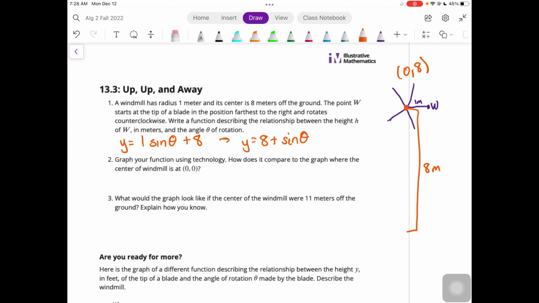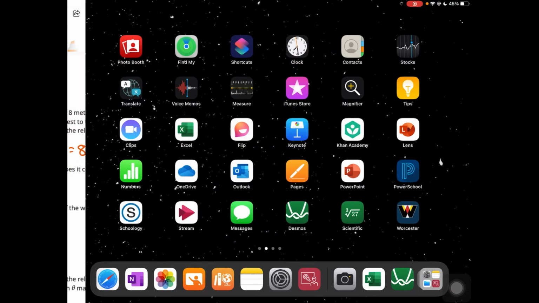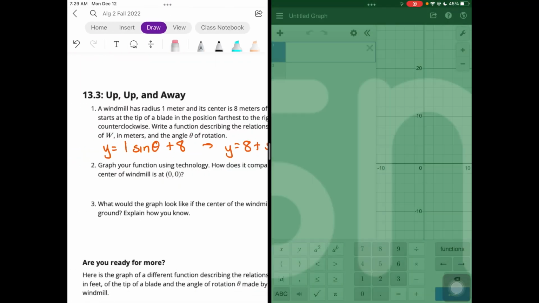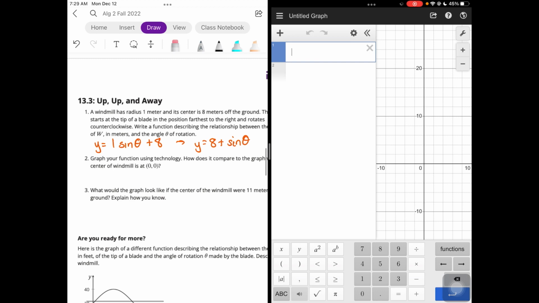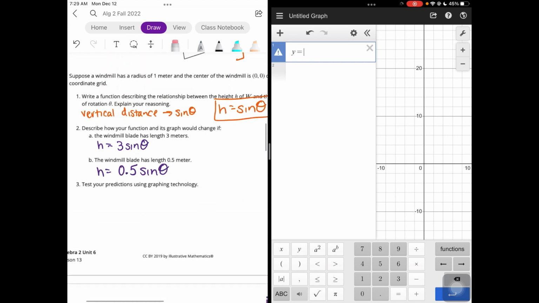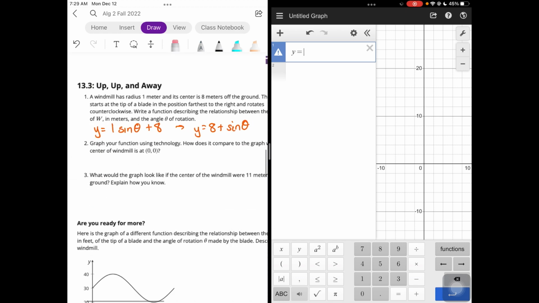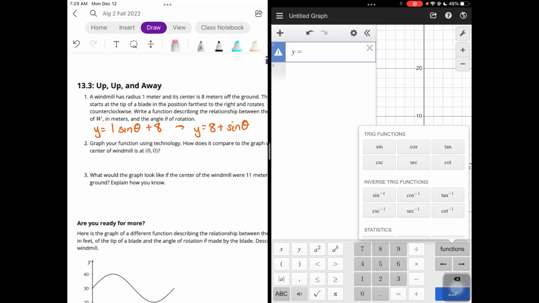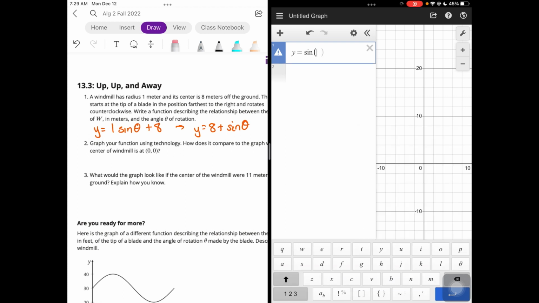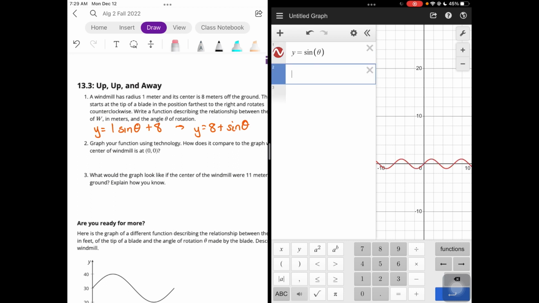How does it compare to the graph where the center was at 0, 0? So let's pull up our graph, and we'll graph that first one from the first problem, and then we'll also graph this one to see how they look different. All right, so we have y equals, and that first one was just sine theta, and then we had 3 sine theta, but we're just going to do 1. So sine was in our functions, sine, and then theta was in the alphabet, the keyboard, under P. So there is y equals sine of theta.